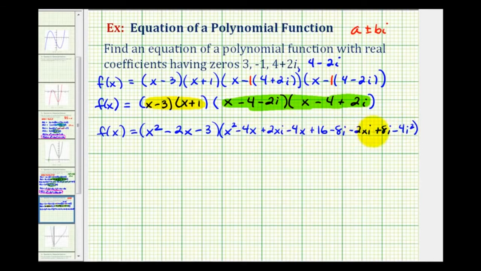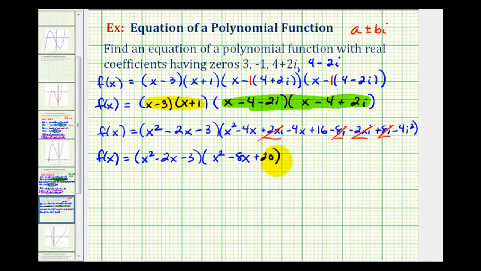Now we want to simplify this. Notice how here we have plus 2xi minus 2xi, that's 0. Here we have minus 8i plus 8i, that's 0. And now we need to combine the like terms. So we have f of x equals the quantity x squared minus 2x minus 3. The second factor is going to be x squared, then we have negative 4x minus 4x, that's negative 8x or minus 8x. Then we have 16 minus 4i squared, but remember, i squared is equal to negative 1, so this is negative 4 times negative 1, that's positive 4. 16 plus 4 is positive 20, so we have plus 20.